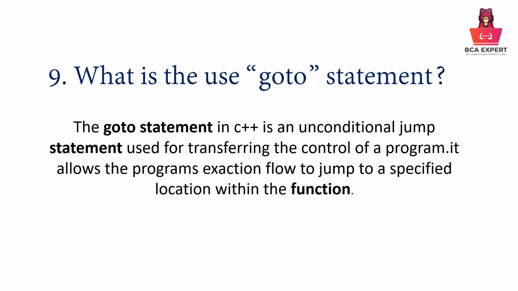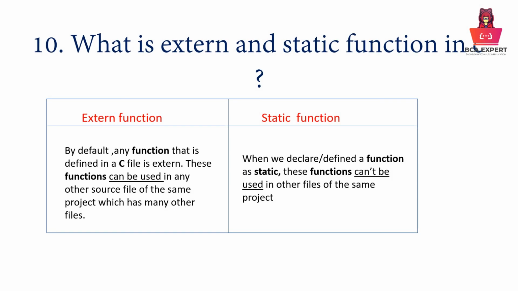So next one, what are extern and static functions in C? Extern function: by default any function that is defined in a C file is extern. These functions can be used in any other source file of the same project, which has many other files. But a static function is different. When we declare or define a function as static, these functions cannot be used in other files of the same project. But an extern function can be used in another source file of the same project. In static, we can't use it in other files of the same project.